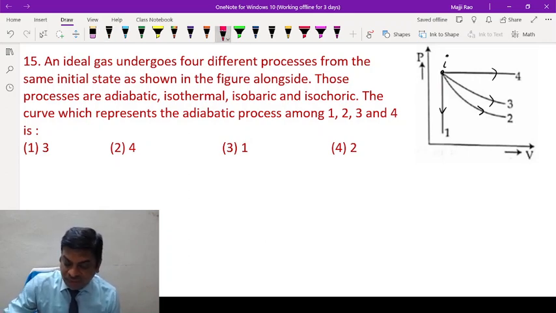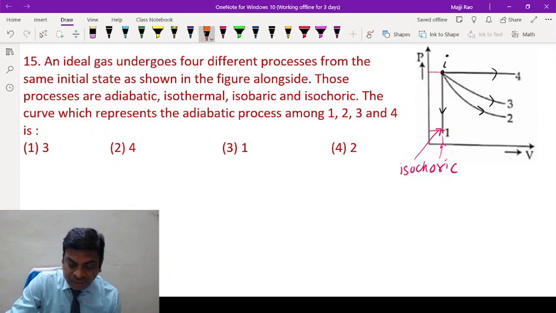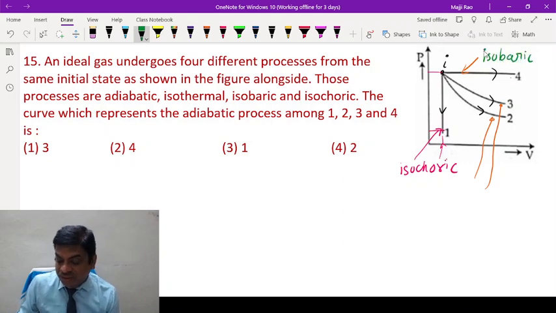Now students, one by one we can mark all of them. Process 1: here you can see that the pressure decreases from this value to this value, but volume remains constant. Such a process is known as isochoric. An isochoric process is a process in which volume remains constant. We'll talk of process 2 and 3 later, but before that let us talk of process 4. In process 4, pressure remains same, only the volume increases. So it is an isobaric process, a process in which pressure is same.